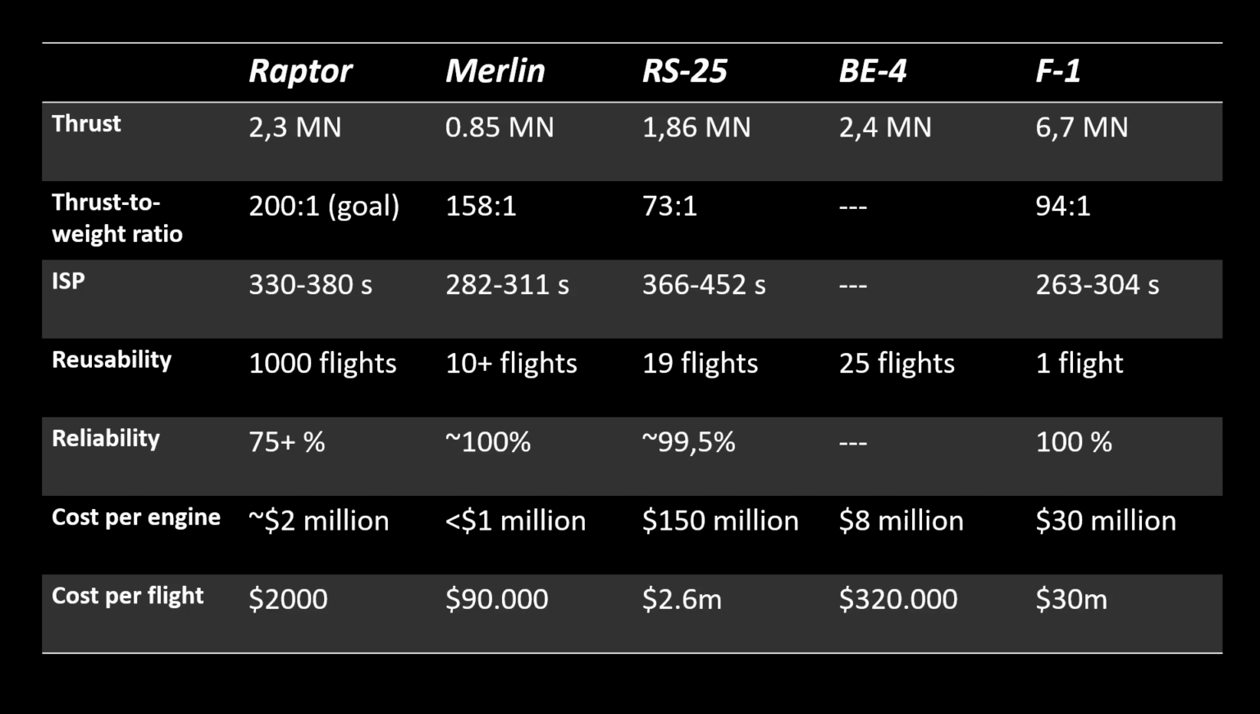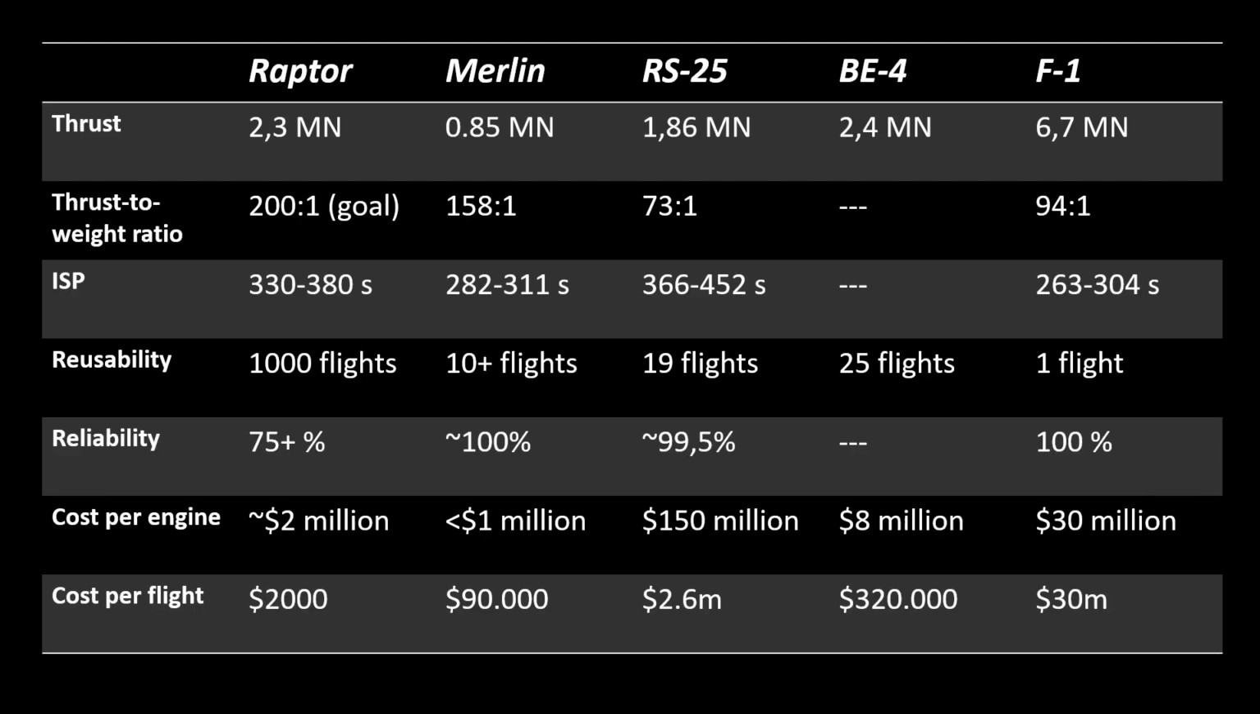It has a potential best case cost per flight of just $2,000, an astonishing value, far better than any other engine. The Merlin isn't quite as good as the Raptor, but still achieves a value of less than $90,000 per flight. And the RS-25 sits at an even higher cost per flight with $2.6 million, more than 1,000 times higher than the Raptor's value. The B4 is quite cheap at just $320,000 per flight, but still hundreds of times more than the Raptor.